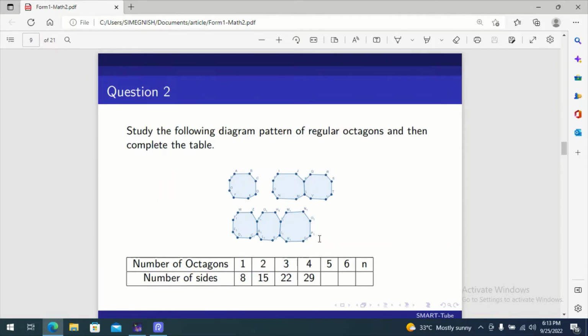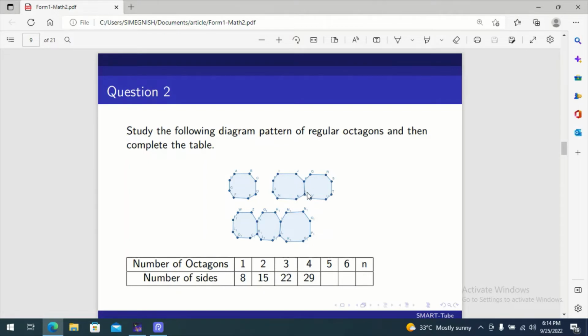The second question is we are given this diagram here and we are asked to fill in the table. So let's see. For the first figure here, we have one regular octagon, and for an octagon we know that it has 8 sides.